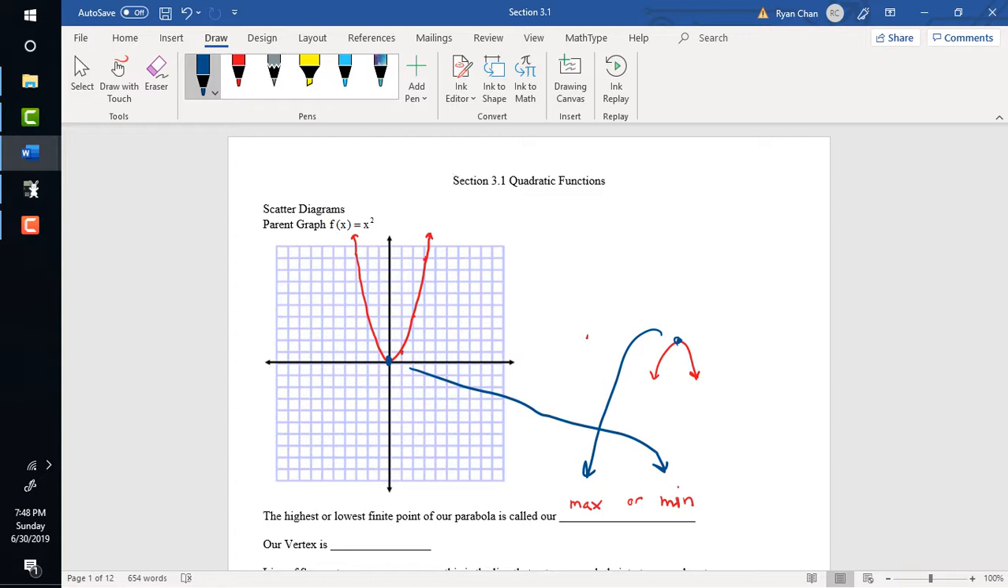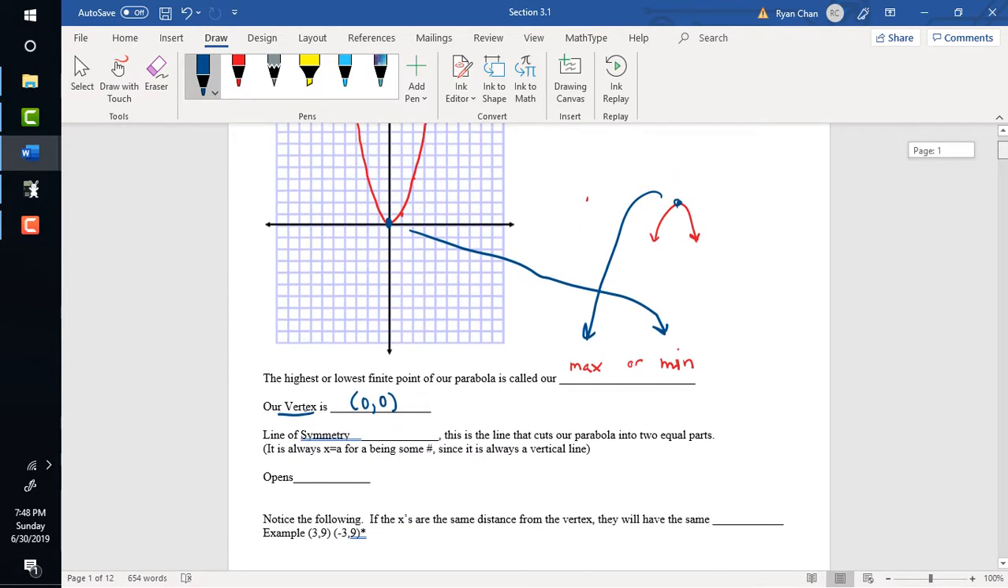They're both called a vertex. Our vertex here is (0, 0).